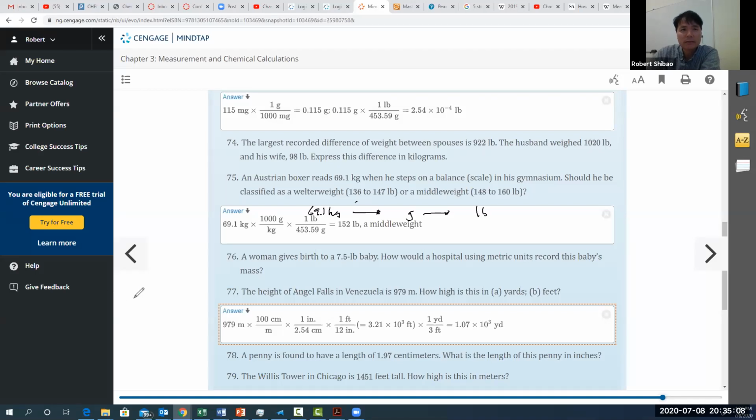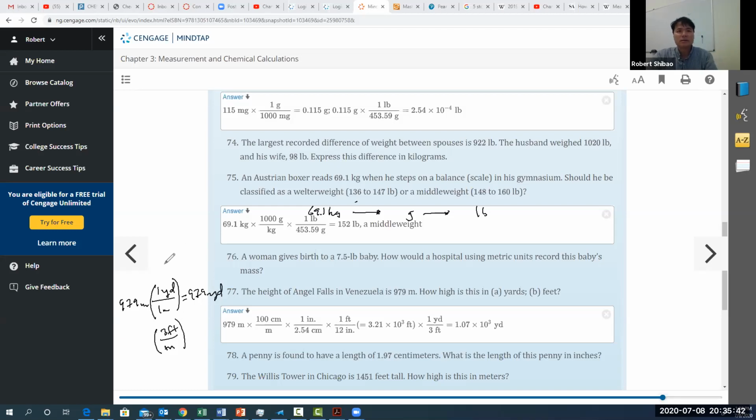I've seen people say, well, if it's 979 meters, and a meter is about a yard, so 1 yard is about 1 meter, and so there's 979 yards. I've seen that. Or they say there's about 3 feet in a meter. They learned there's about 1 yard in a meter and about 3 feet in a meter. And so divided by three.